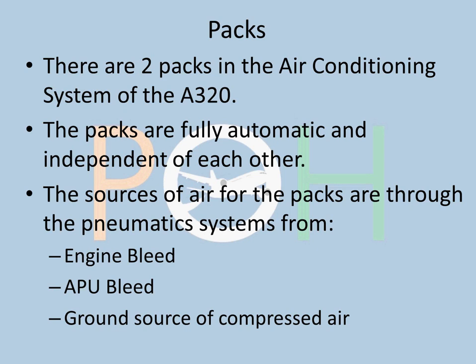So the sources of air are engine bleed, APU bleed, and ground source of compressed air. So in case your engines are not running and you do not have an APU running, these days, to save fuel, there's a ground source directly connected to the aircraft, and that can be used for air conditioning of the aircraft. Alright, so these are the sources of air.